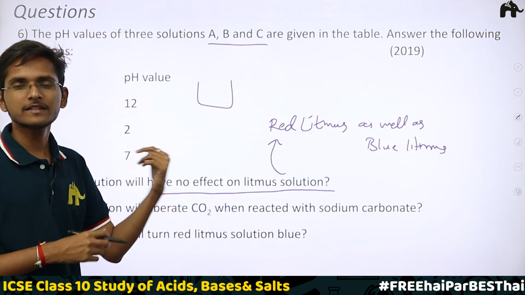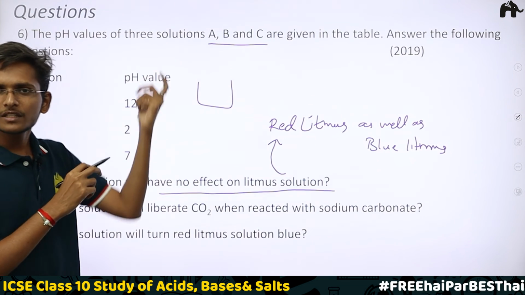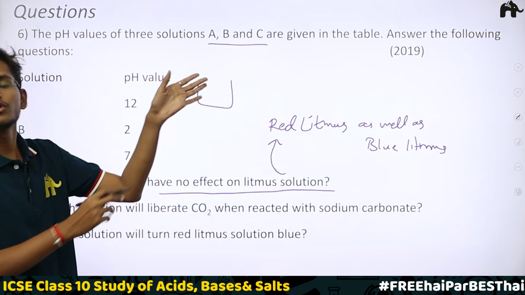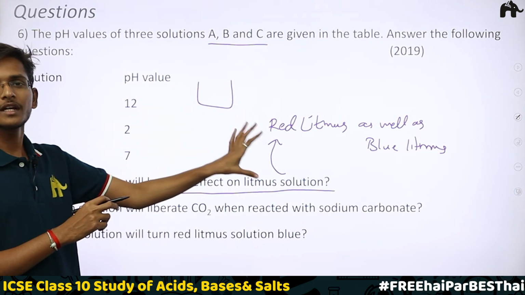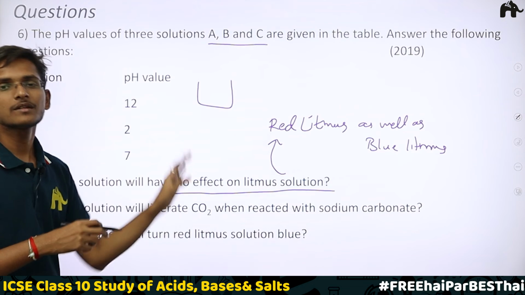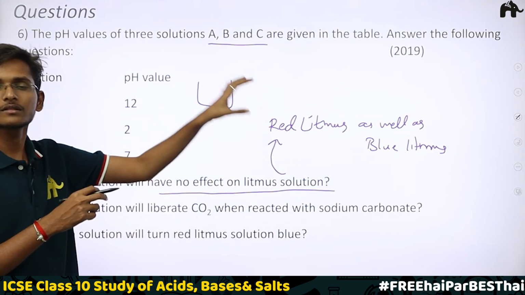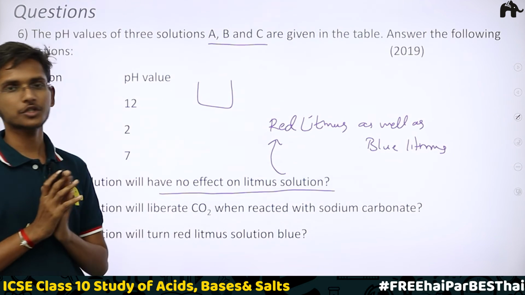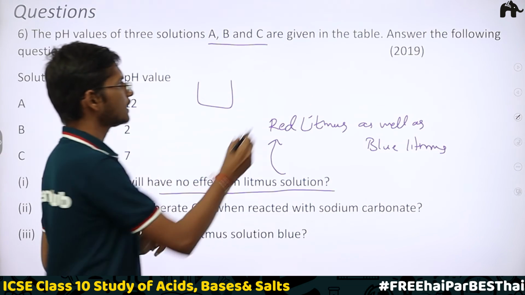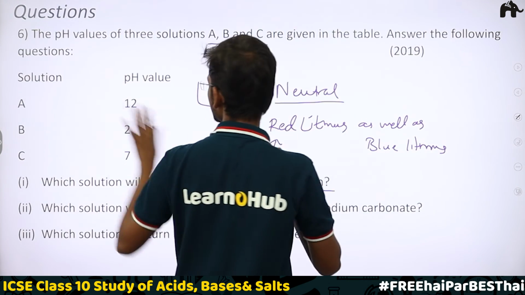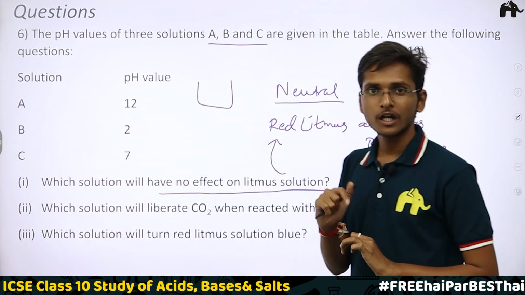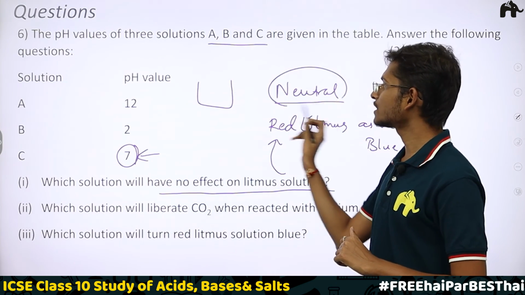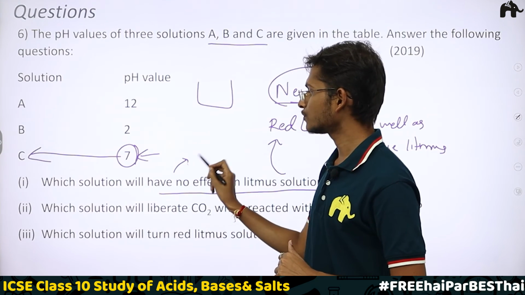In case of acids, the red litmus remains red, but blue litmus becomes red. In case of bases, the red litmus becomes blue, but the blue litmus remains blue. But in neutral solutions, red litmus remains red, blue litmus remains blue, because whatever the color of the litmus solution is, that color is taken up by the neutral solution. So no effect would be shown by the neutral solution. Now, which of these three solutions is neutral? They have given us the pH value. We have studied the concept that if the pH value is 7, then the solution is neutral. So our answer would be C.